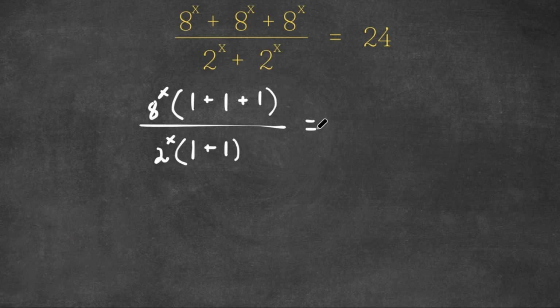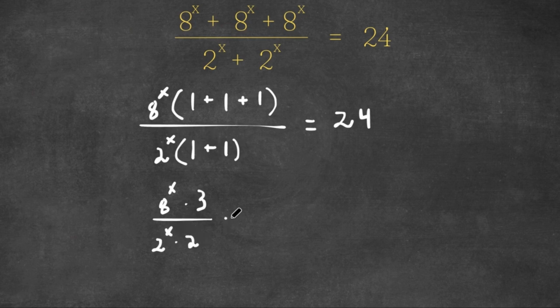This is equal to 24. Now let's simplify what's in the parentheses. 1 plus 1 plus 1 is 3. So now we have a to the power of x times 3. We're dividing this by 2 to the power of x times 1 plus 1, which is 2. So now we have 2 to the power of x times 2. This is equal to 24.